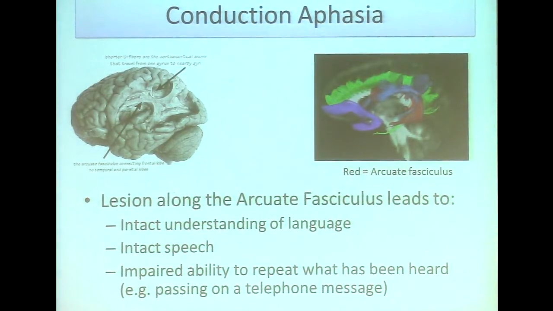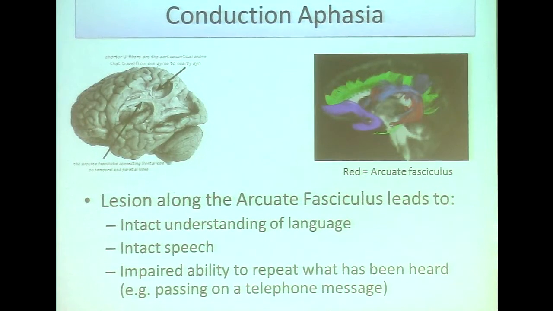All right. Then we also have what you call conduction aphasia. Now, conduction aphasia is when you have a lesion along the arcuate fasciculus. Now, you know where the arcuate fasciculus is? It's those bands of fibers between Wernicke's area and Broca's area. And you can see it in the grey brain over there. And then in the DTI scan, the red band is your arcuate fasciculus.